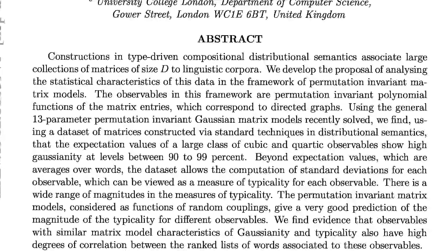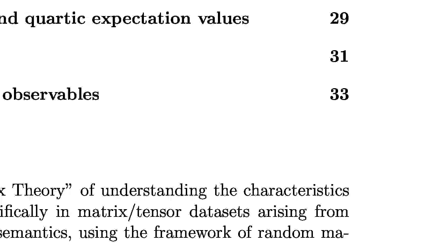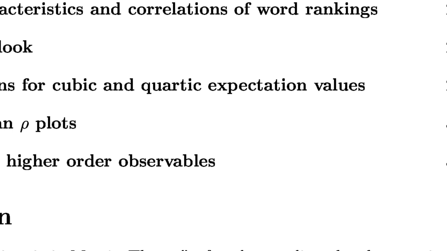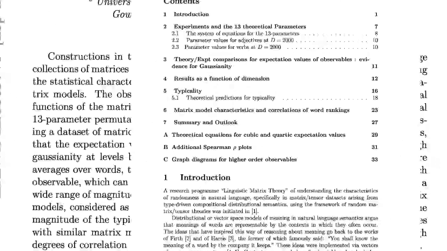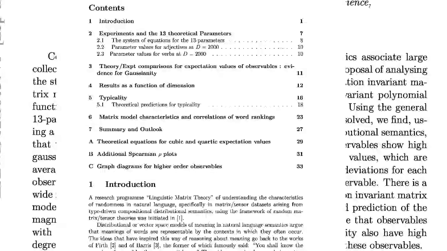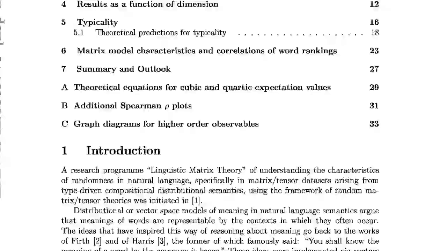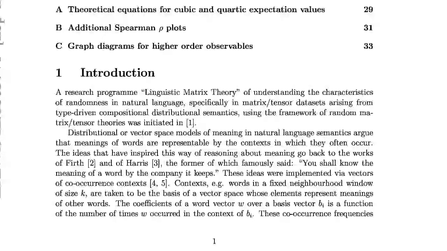I'm going to load up the next page. And let's see what we've got. Some contents. Okay, this is quite a big paper then. A research program, Linguistic Matrix Theory, of understanding the characteristics of randomness in natural language, specifically in matrix tensor datasets arising from type-driven composition and distributional semantics, using the framework of random matrix tensor theories, was initiated in 1. So, I don't know what 1 is.